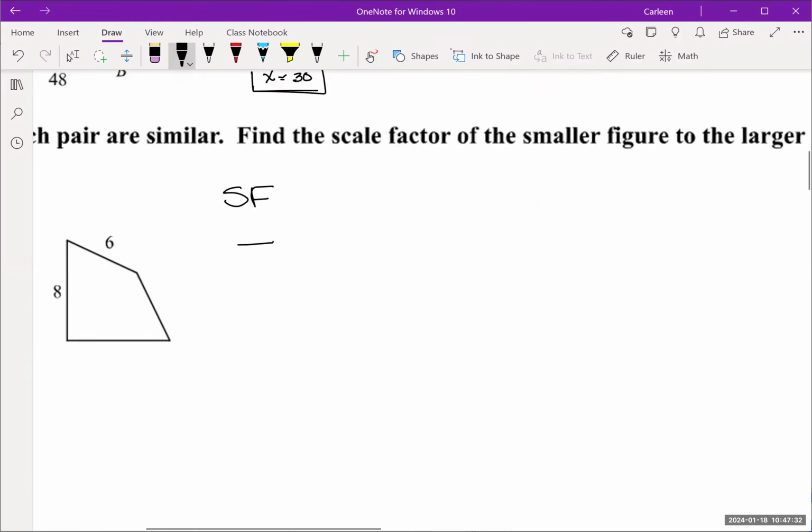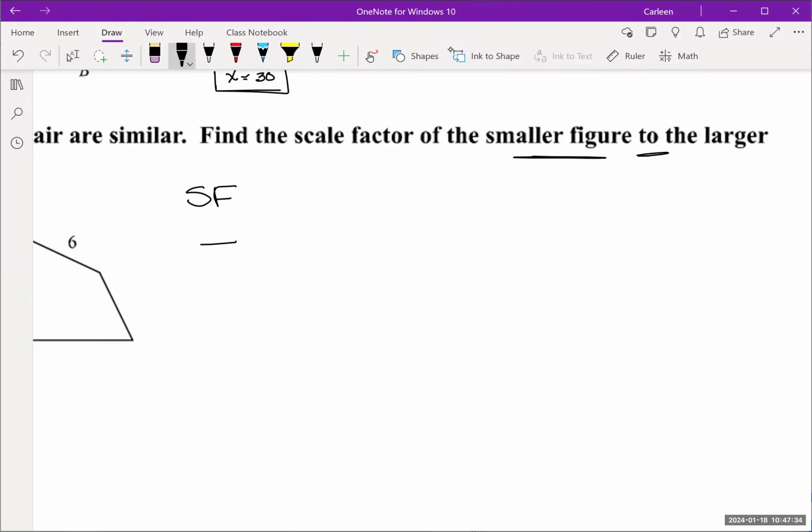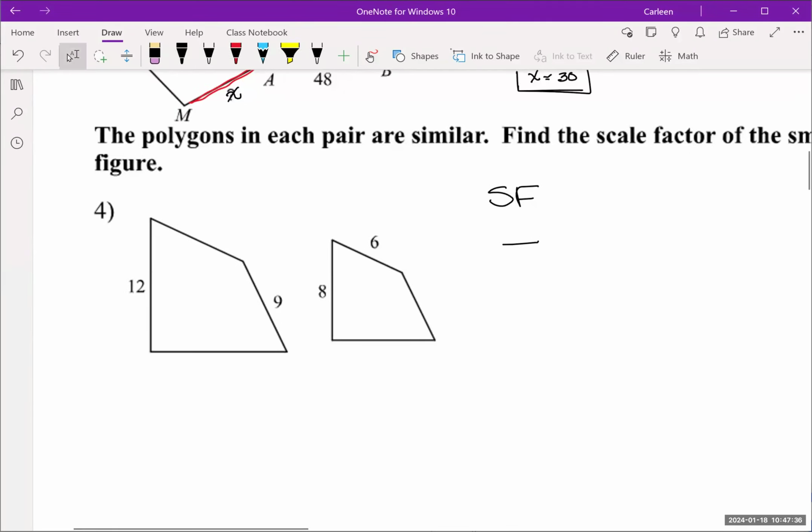Oh, and we need to check. We're going to go small to large. Okay, so you're correct. We're going to flip two of you. Okay, so we're going to do this one. I'm going to highlight them red. These are corresponding. So I'm going to go small to large.